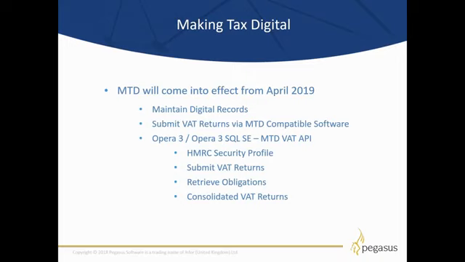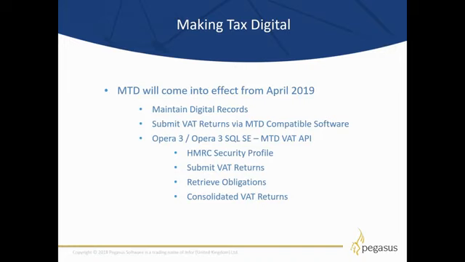The information contained with the Making Tax Digital VAT return will be generated by pulling information from the digital records maintained within Opera 3. This information will be used to populate the 9 boxes required for the VAT return.